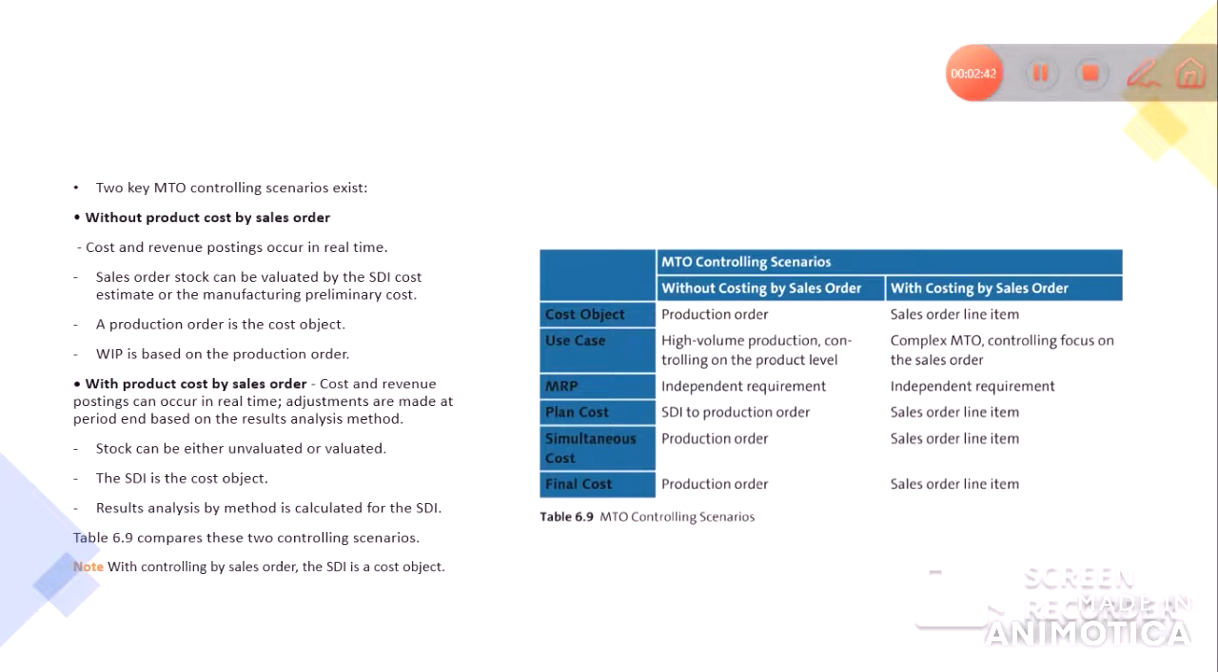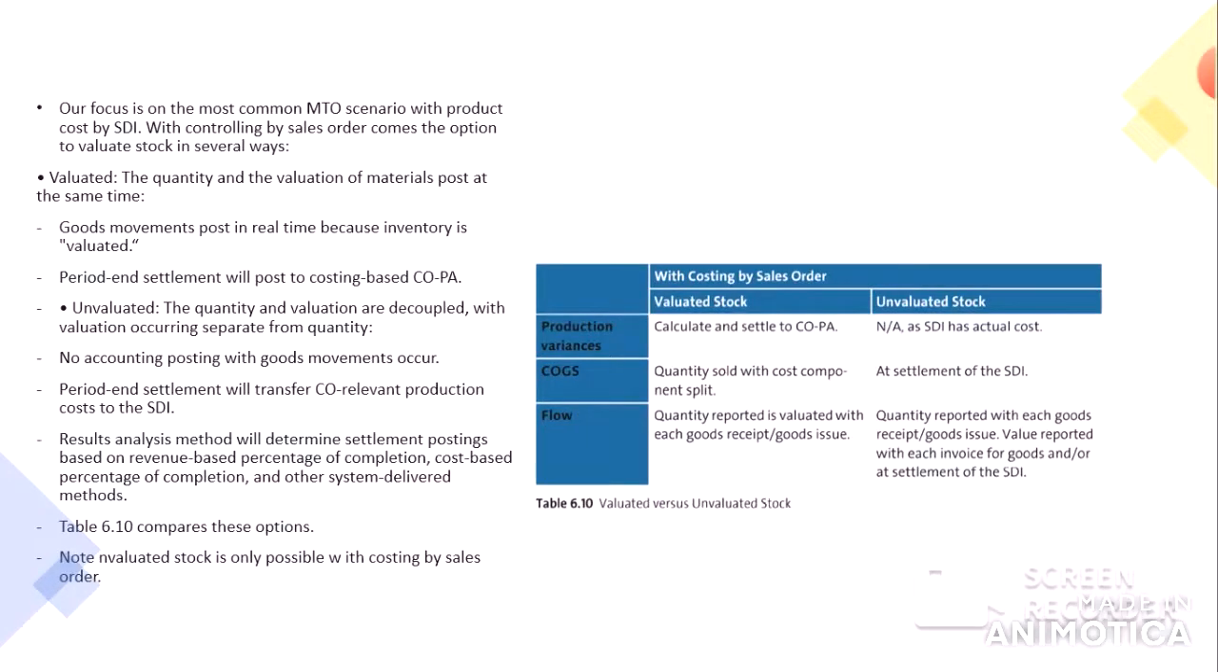A production order is the cost object. WIP is based on the production order. So the cost object is the production order. Without costing by sales order, with costing by sales order line item. In this slide, our focus is on the most common MTO scenario with product cost by SDI.